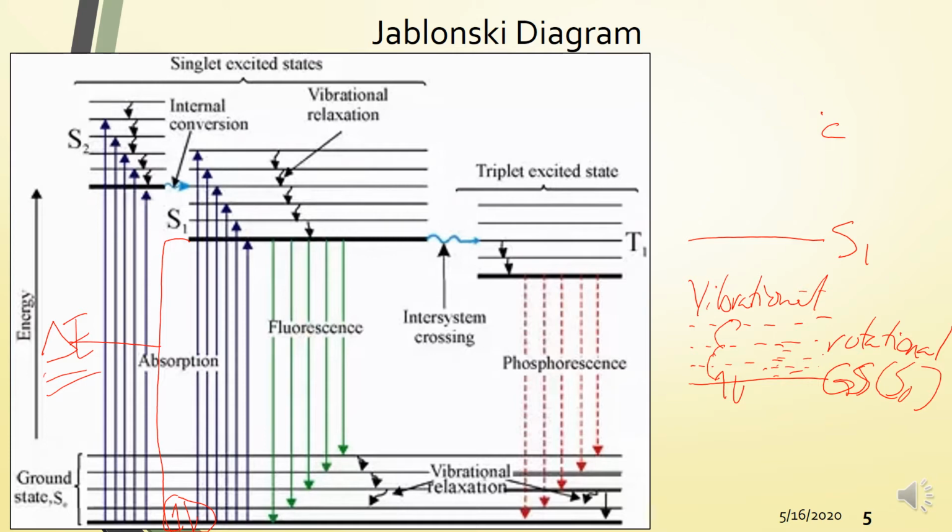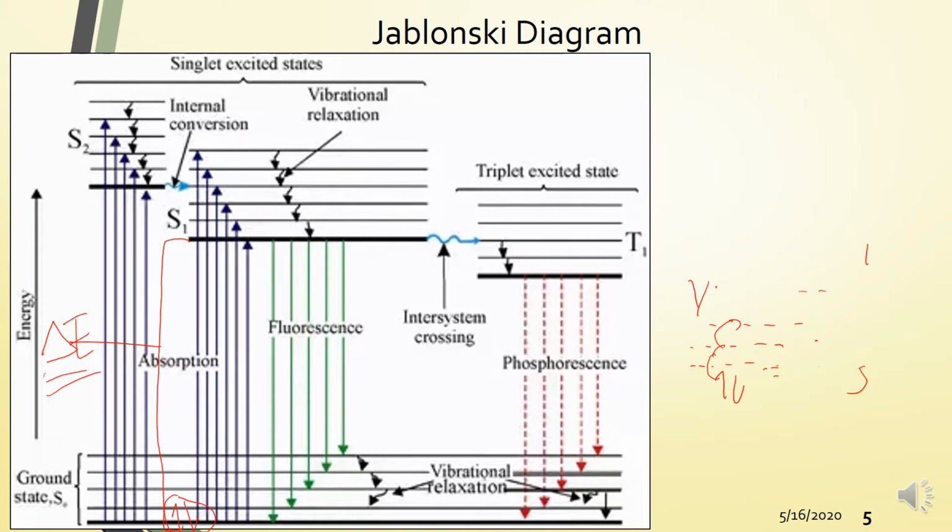Looking at the different energy levels, let's erase this first. So what can we generalize about this? The energy required to invoke electronic transitions would be greater than the energy required to invoke vibrational transitions, and this one would be greater than the energy required to invoke rotational transitions.